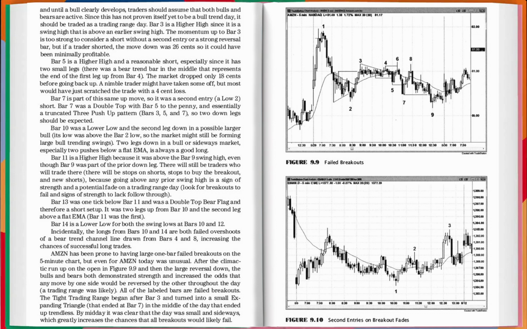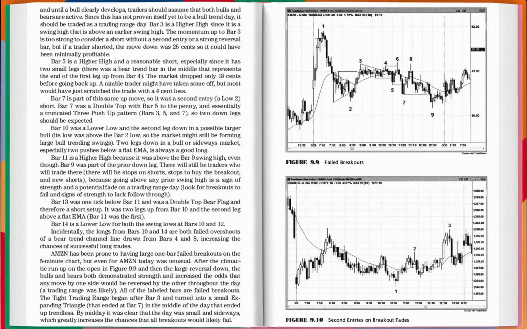Bar 13 was one tick below bar 11 and was a double top bear flag and therefore a short setup. It was 2 legs up from bar 10 and the second leg above a flat EMA. Bar 11 was the first. Bar 14 is a lower low for both the swing lows at bars 10 and 12. Incidentally, the longs from bars 10 and 14 are both failed overshoots of a bear trend channel line drawn from bars 4 and 8, increasing the chances of successful long trades.